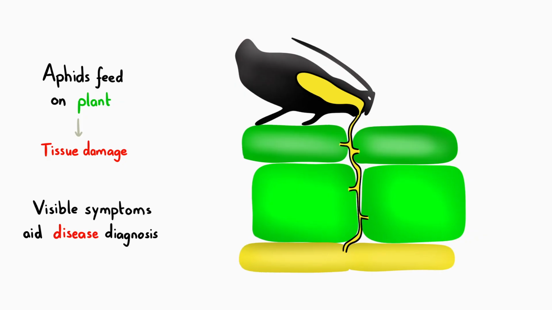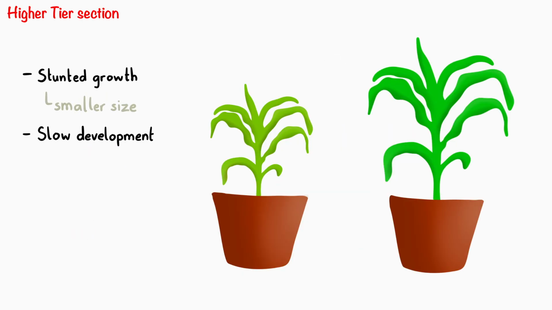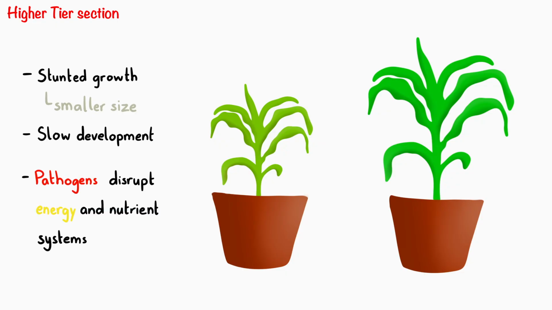When a plant is infected with a disease, it typically shows visible symptoms. Being able to recognize these signs is the first step in diagnosing plant problems. One common indicator of plant disease is stunted growth. Plants may be smaller than expected or grow more slowly than healthy specimens. This happens when pathogens interfere with the plant's ability to produce energy or transport nutrients.